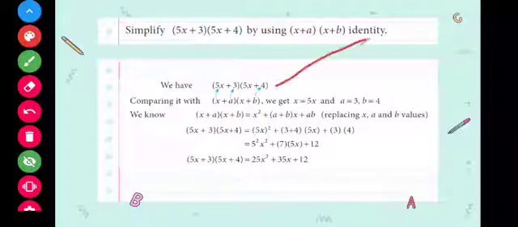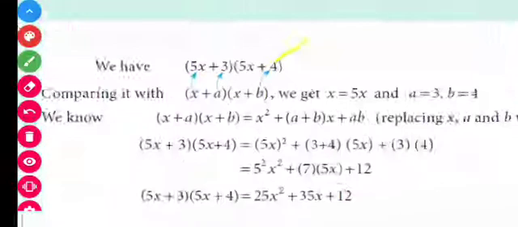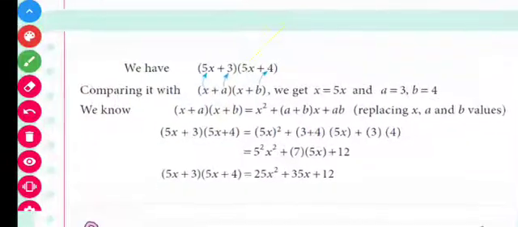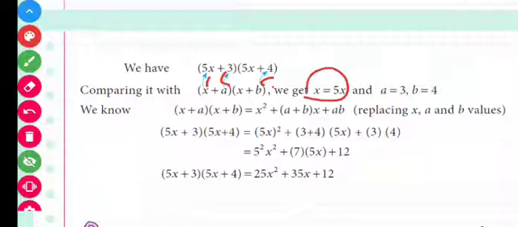So we have 5x plus 3 into 5x plus 4. So here we all know what is x value, it is 5x. Same way we all know what is a value, it is 3. And what is b value, it is 4. So we all know the corresponding values: x is equal to 5x, a is 3 and b is 4.